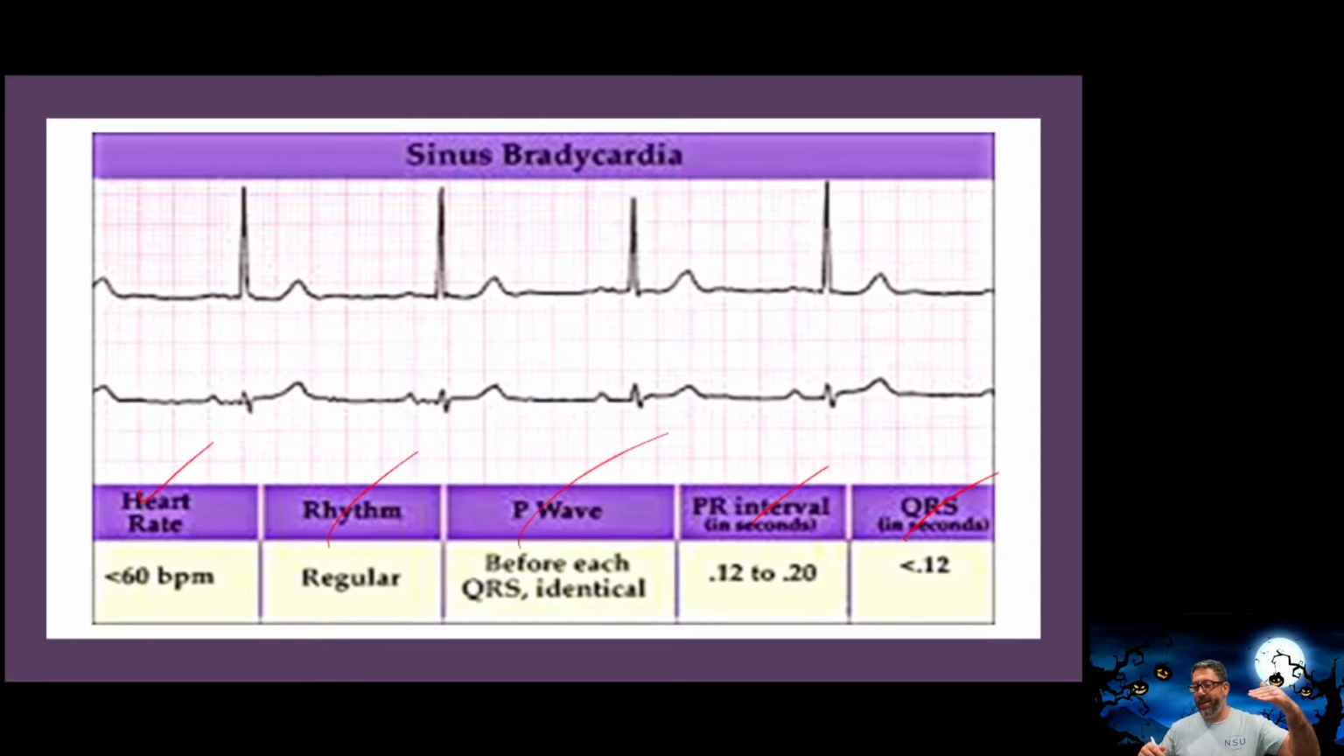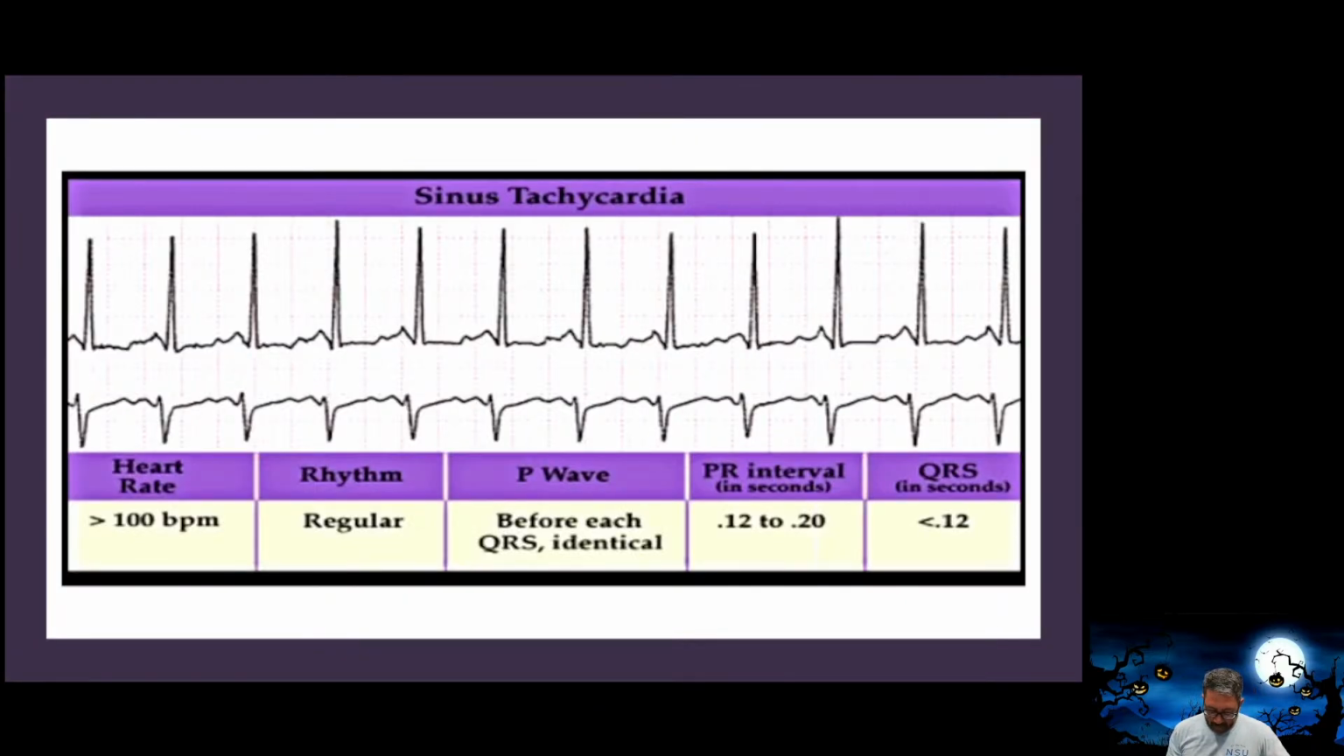So if you want to, you can make one big table. You can do heart rate, rhythm, P wave going across, and then you have your diagnoses going down, and be like, okay, which one has this type of rhythm? Sinus tach. The only change is the heart rate. Everything else, normal, normal, normal, normal.